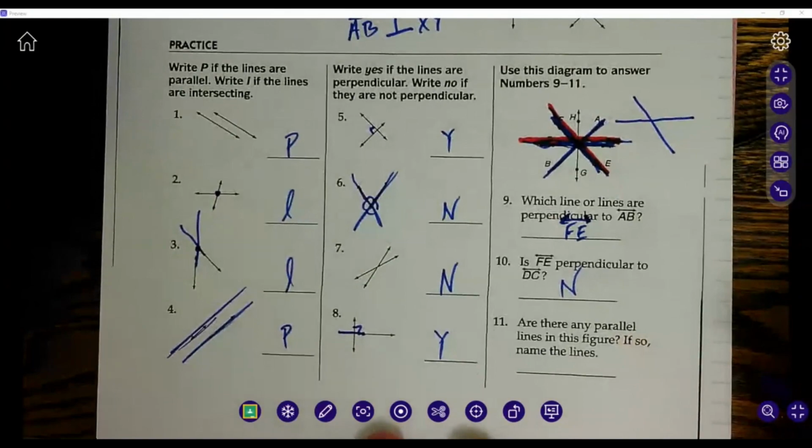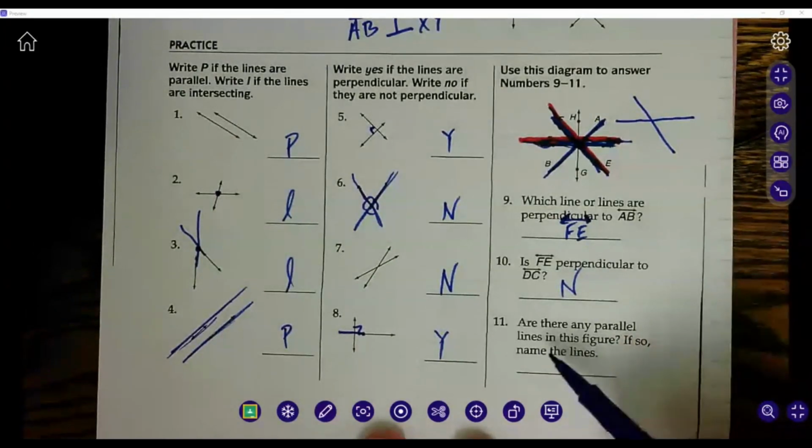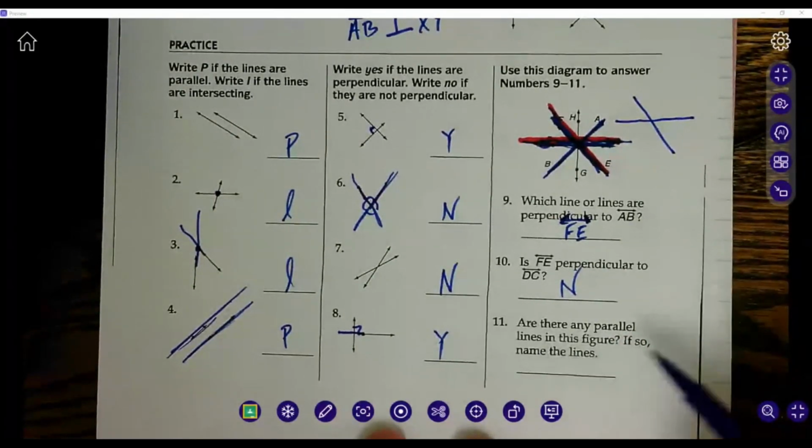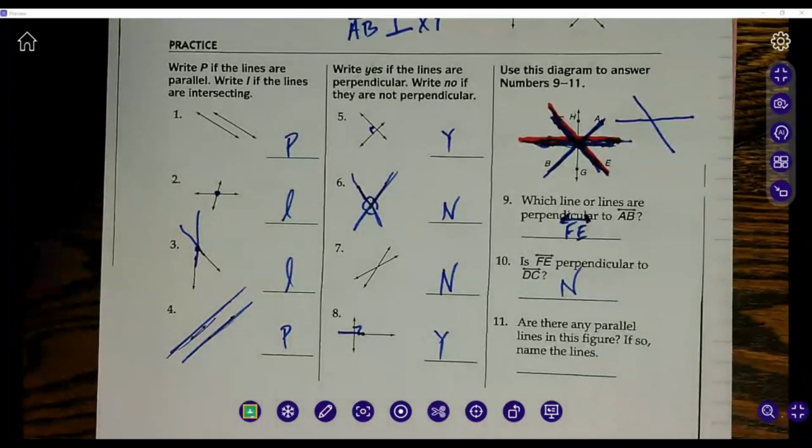They're not perpendicular. Then it asks, are there any parallel lines in this figure? Any parallel lines in that figure?